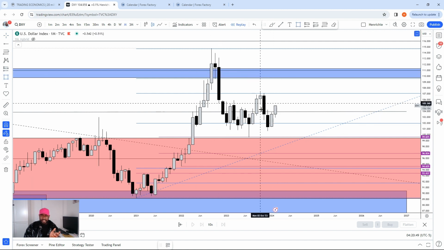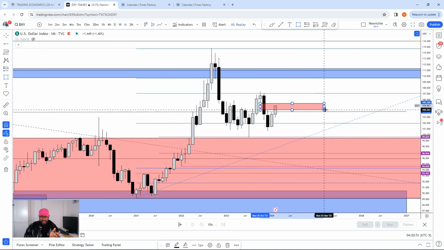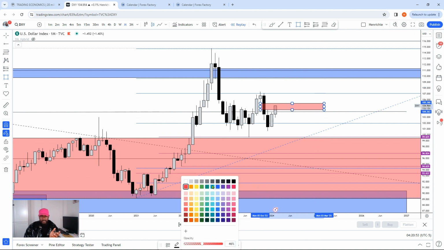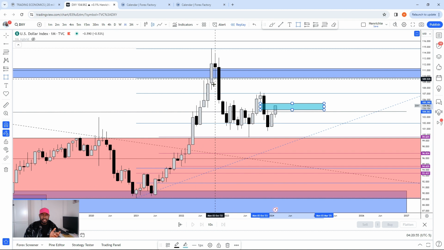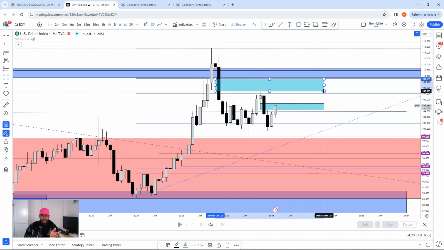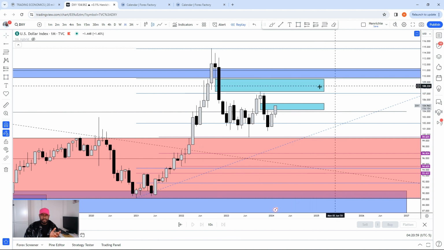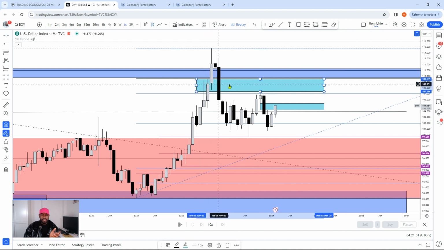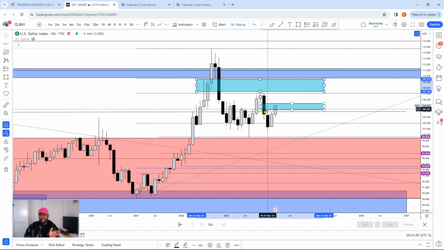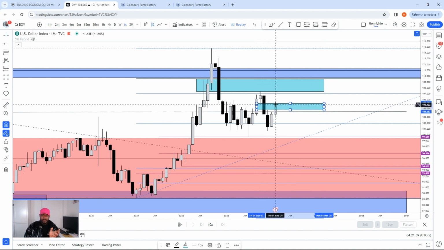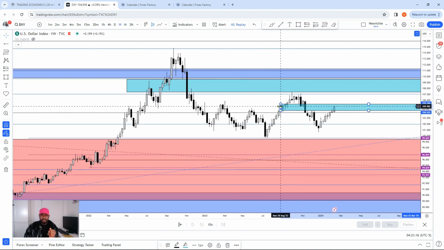We're going to outline the inefficiency right here, make it a different color, outline the remnants for this one. So these are two key levels that could potentially attract price to the upside. And as you can see, this one right here attracted price to the upside, and we're currently in that key level. The next thing we do, we go to the weekly time frame.